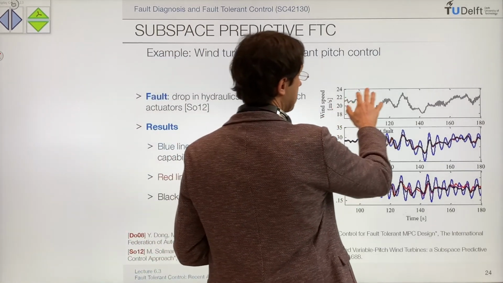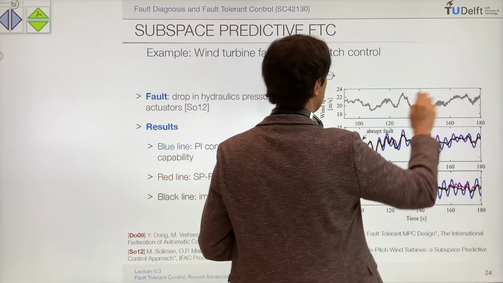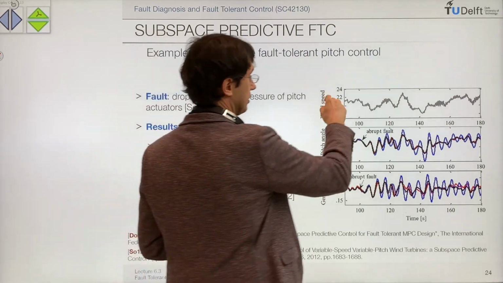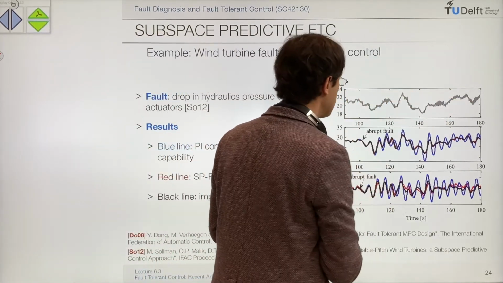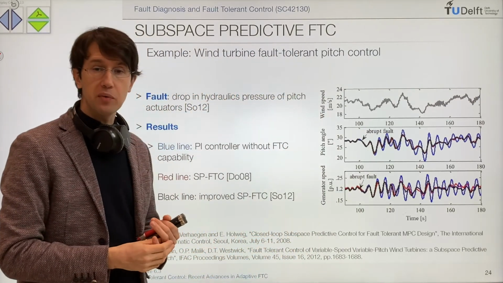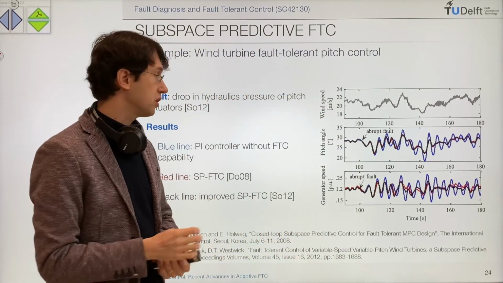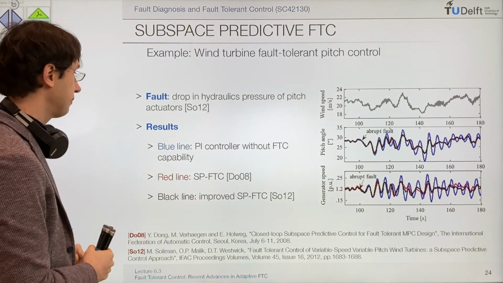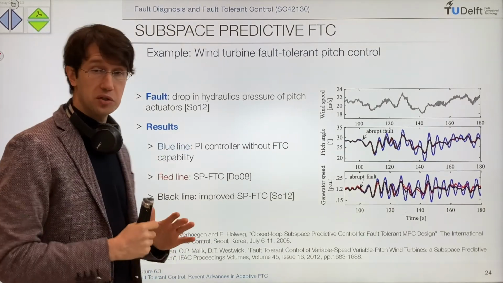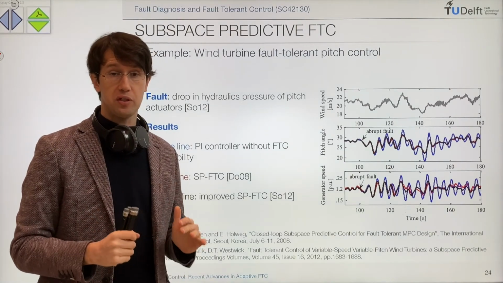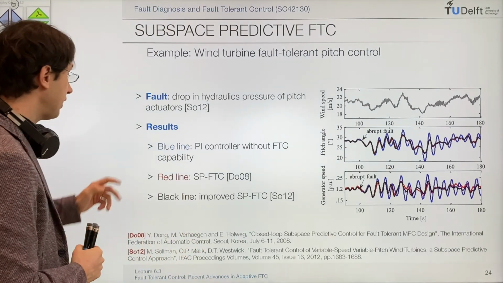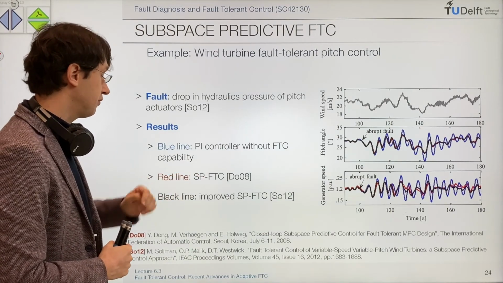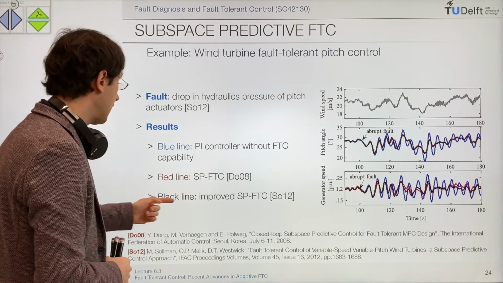You assume that the wind speed over the simulation that you have here, so this is simulated data, is doing this. So you see some random behavior of wind speed, which is something you see also in practice. And we have three controllers that we are comparing. One is a simple PI controller that has no fault tolerant control capabilities. And then we have two, where we have the subspace predictive fault tolerant control we showed, and then an improved version of that.